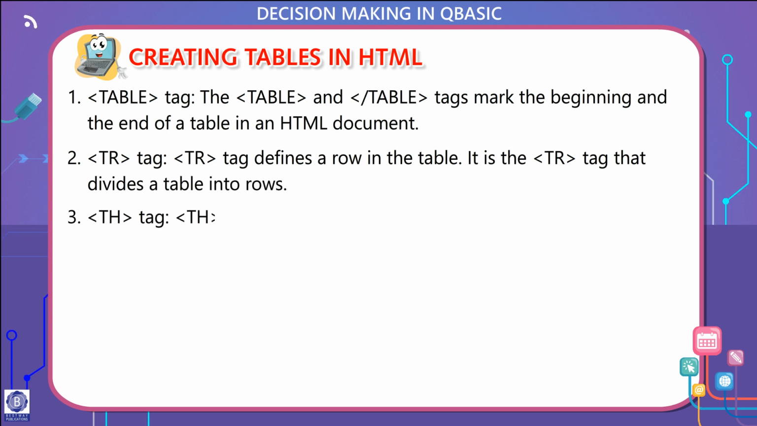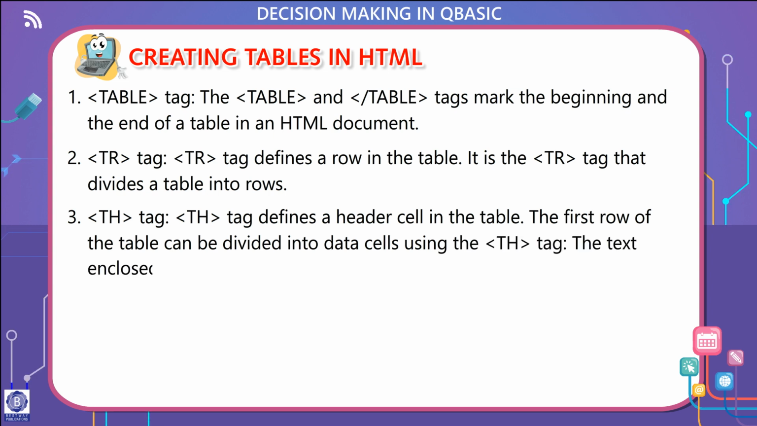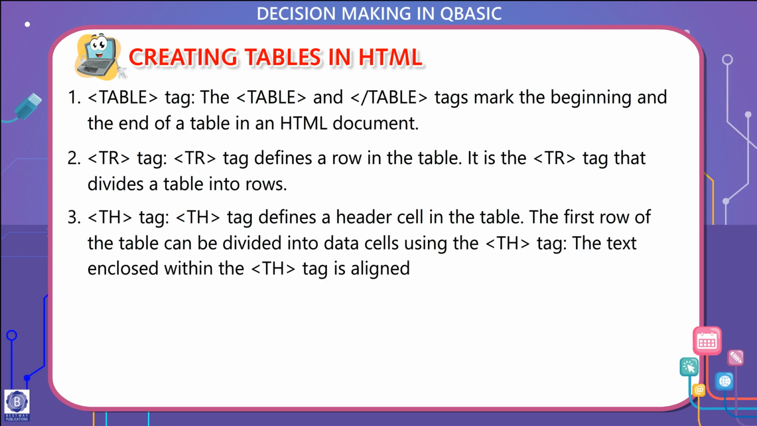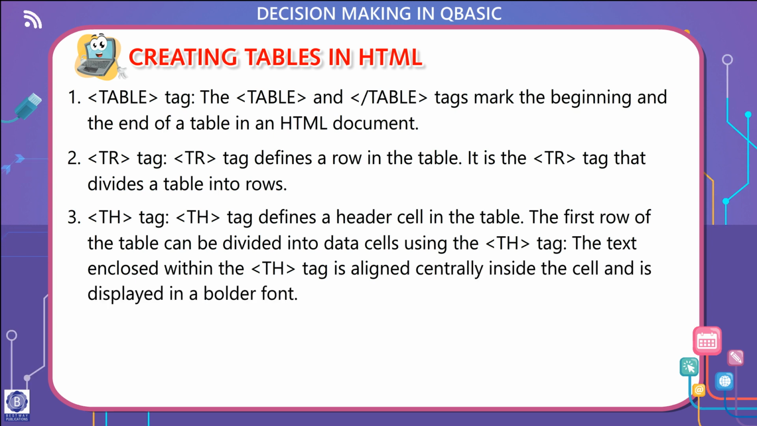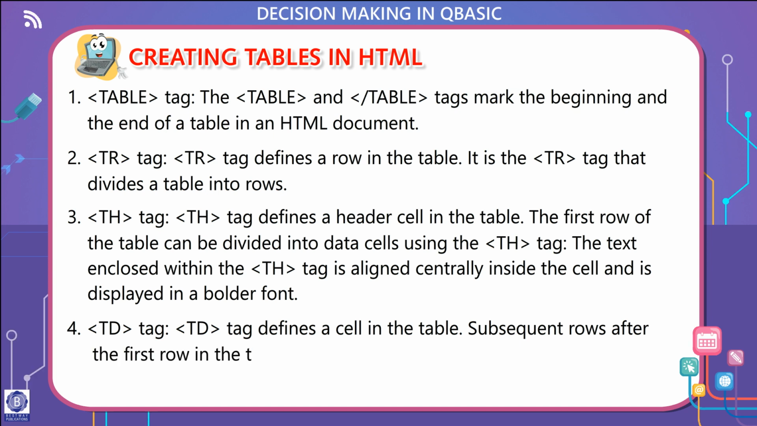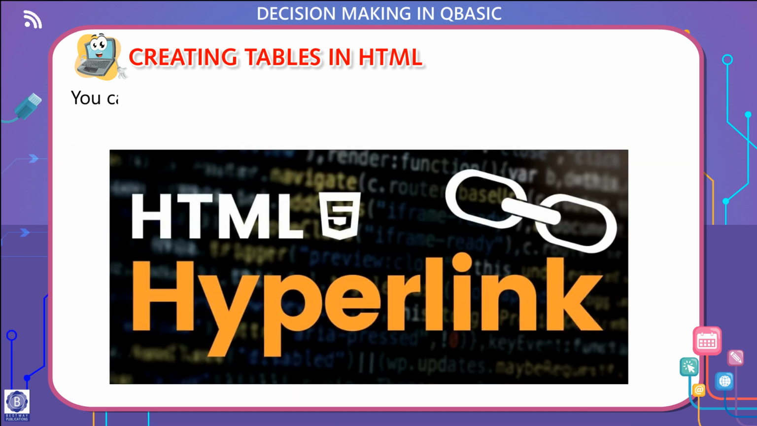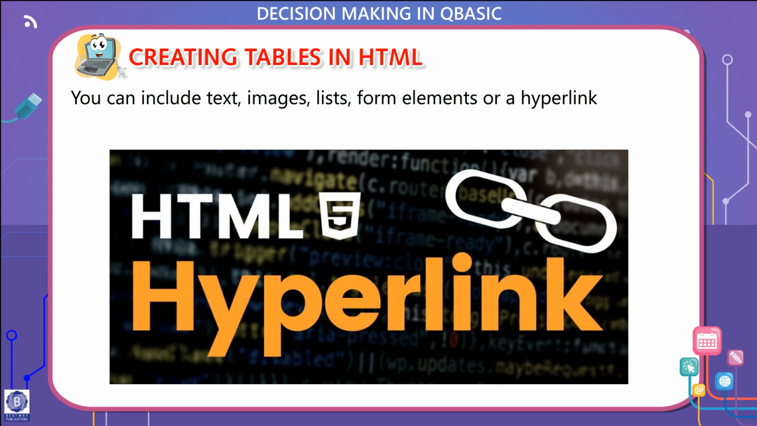TH tag. TH tag defines a header cell in the table. The first row of the table can be divided into data cells using the TH tag. The text enclosed within the TH tag is aligned centrally inside the cell and is displayed in a bolder font. TD tag. TD tag defines a cell in the table. Subsequent rows after the first row in the table can be divided into data cells using the TD tag. You can include text, images, lists, form elements, or a hyperlink in a data cell.